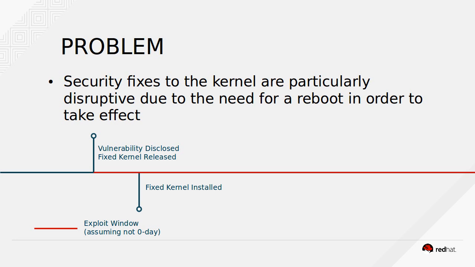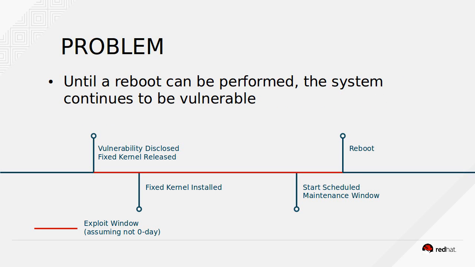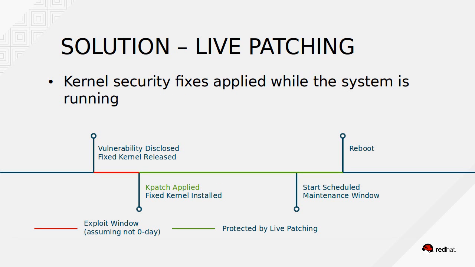While all security updates are disruptive to some degree, updates to the kernel are particularly disruptive because they require a reboot in order to take effect. Most systems running workloads that don't scale out can't be taken down at arbitrary times. A downtime window must be scheduled and the system remains vulnerable until it can be rebooted. Kernel live patching was developed to address this issue.